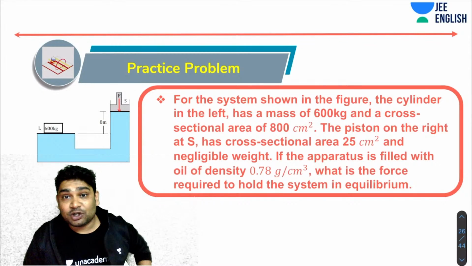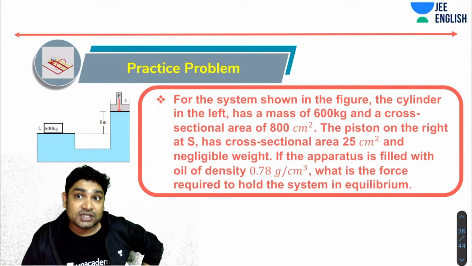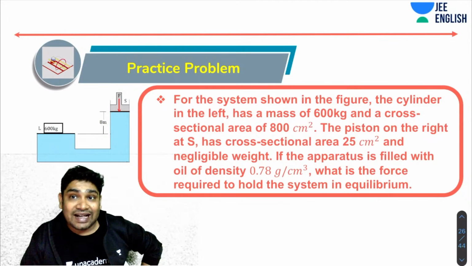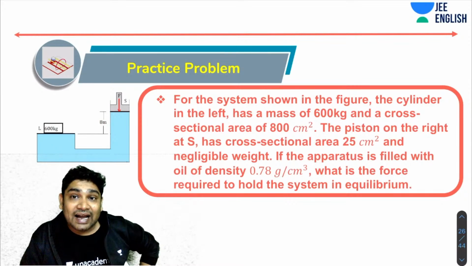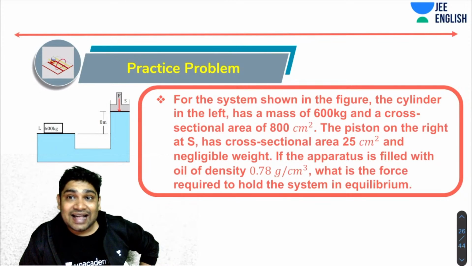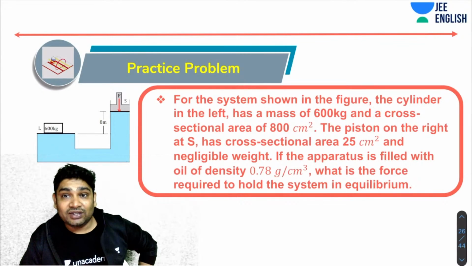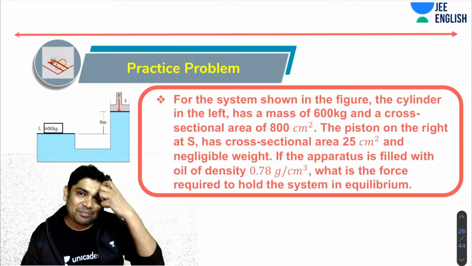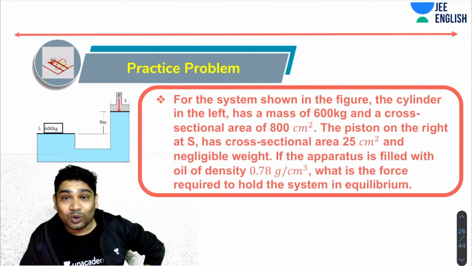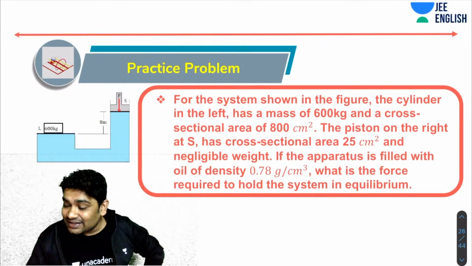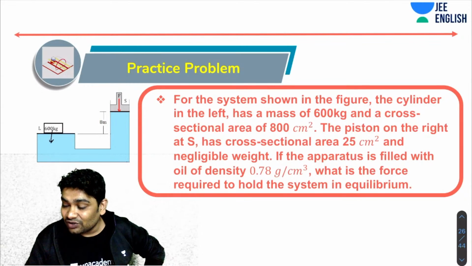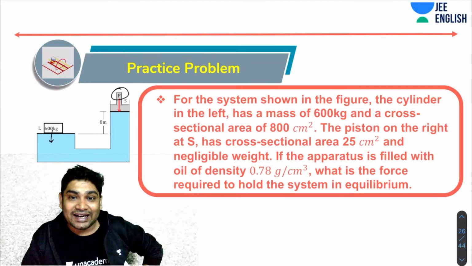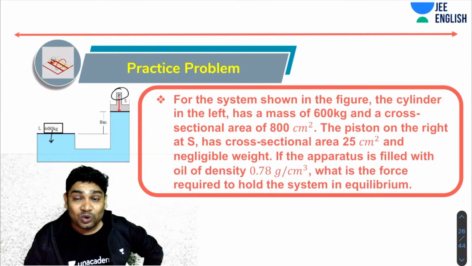This is a direct application of Pascal's law. You have been told, for the system shown in the figure, the cylinder on the left has a mass of 600 kg and a cross-sectional area of 800 centimeters square. The piston on the right has a cross-sectional area of 25 centimeters square and negligible weight. If the apparatus is filled with oil of density 0.78 gram per centimeter cube, what is the force required to hold the system in equilibrium? You realize this 600 kg block would be pushing it down, so to keep holding this, you would require to apply some force F. So that has been asked. What is the force F required to just hold it down?